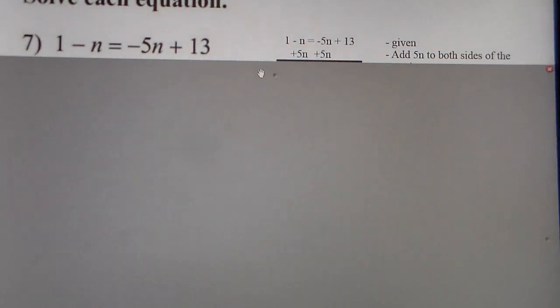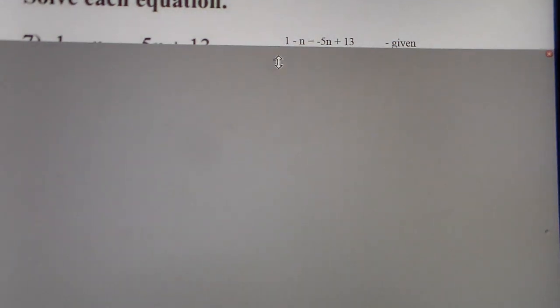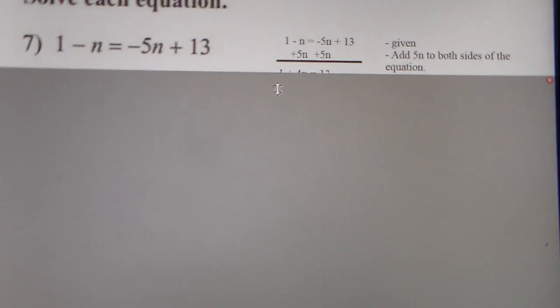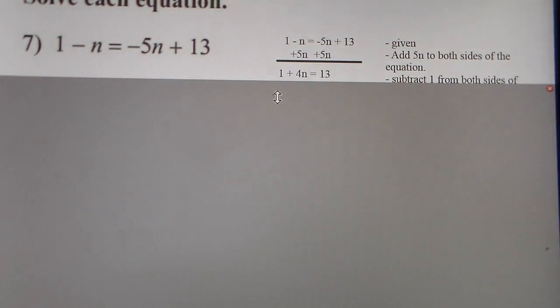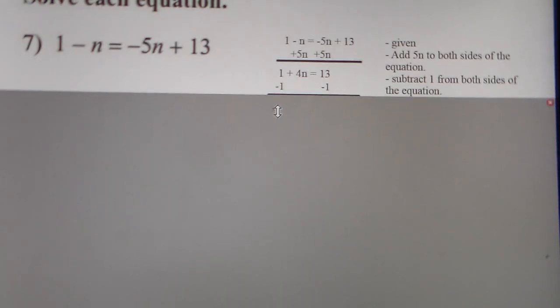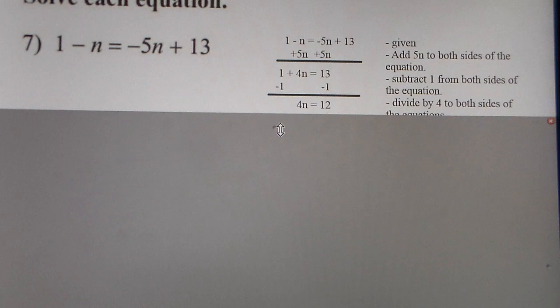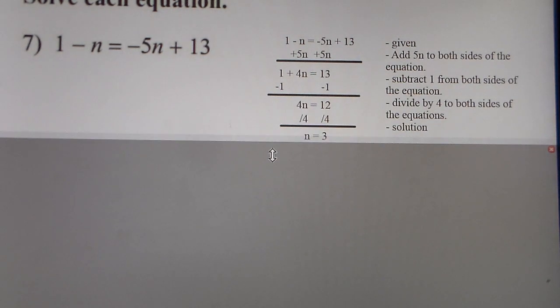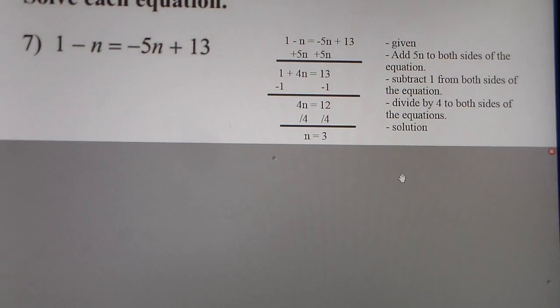Next up is problem number 7. We have 1 minus n equals negative 5n plus 13. That's our given. We add 5n to both sides of the equation, so we get 1 plus 4n equals 13. We subtract 1 from both sides of the equation, and we get 4n equals 12. We then divide both sides by 4, because this is times 4, so we do our inverse operations. And when we do that, we get n equals 3, and that is our solution.